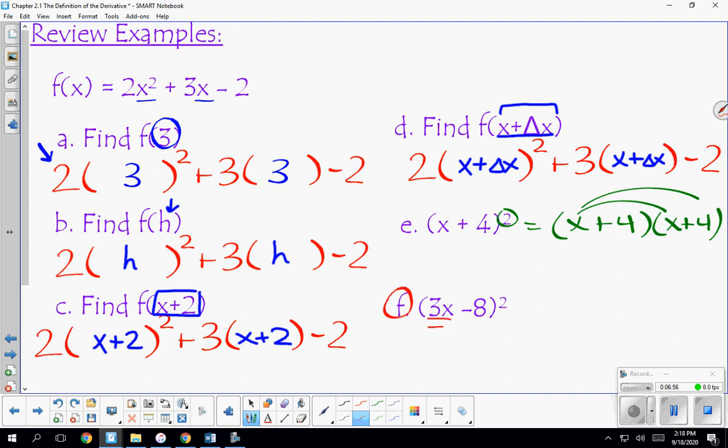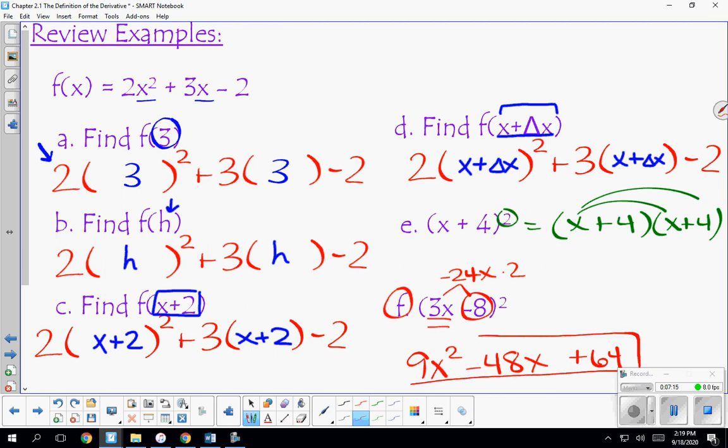So if we look at this problem, the shortcut says, let's go ahead and do this with f. The shortcut says, let's square the first guy, so we get 9x squared. We're going to square the second guy, so we get 64. And the way we come up with the middle term is we multiply the two together, and we always double it, so that we would get negative 48x. And that's just a little shortcut. This is what we would get if we FOILed the binomial and distributed.